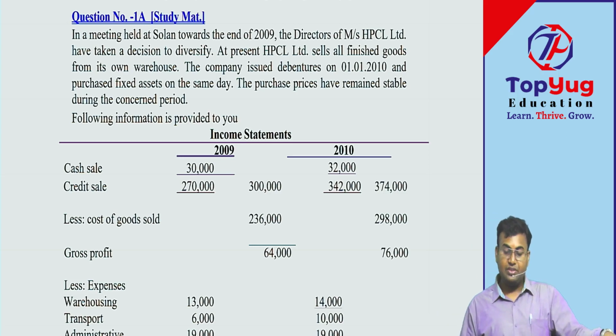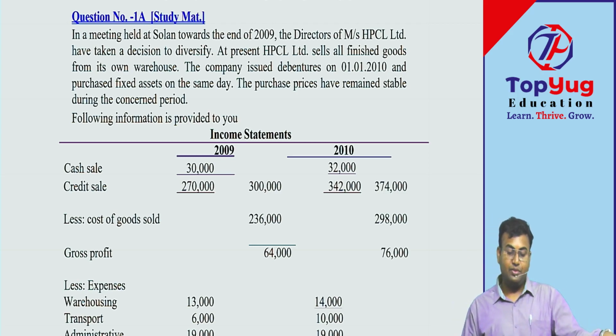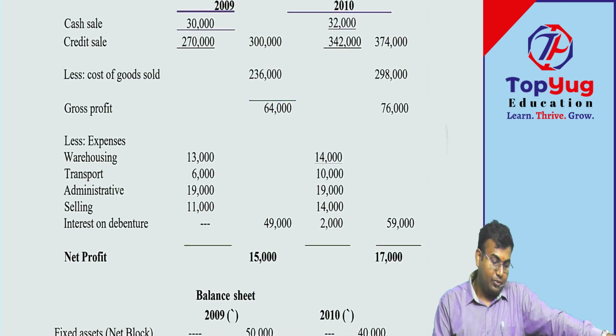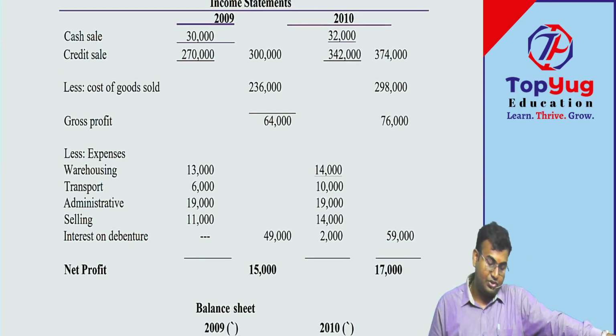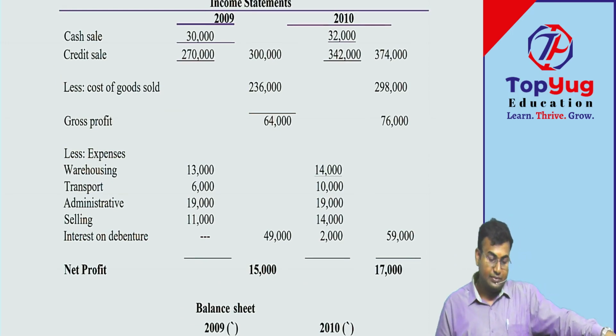The company issued debentures on 1/1/2010 and purchased fixed assets on the same day. The purchase price has remained stable during the concerned period. So purchase price has stayed, there is no change in the purchase prices. Everything is okay. They issued debentures on 1/1. Now what are they supposed to ask us? First, they are giving information. They have given P&L and balance sheet. So they have given the whole P&L, sales, purchases, everything.